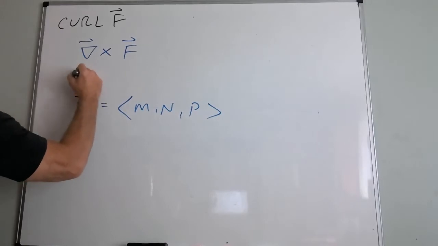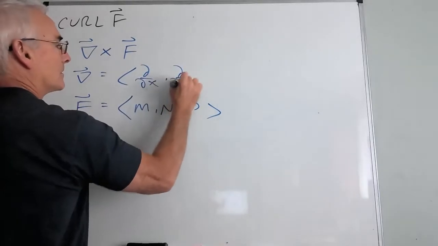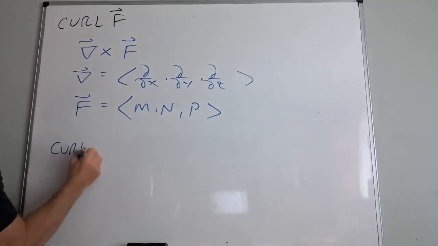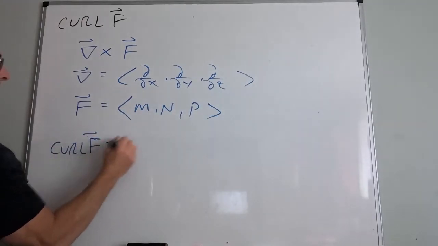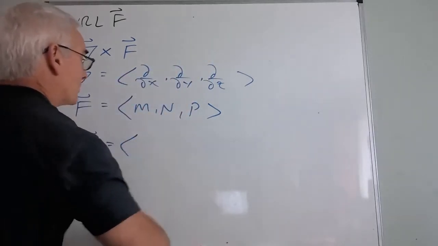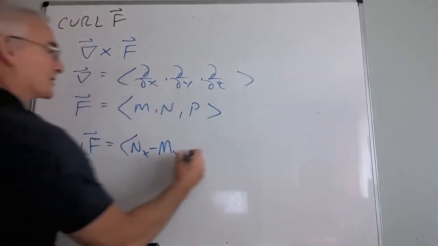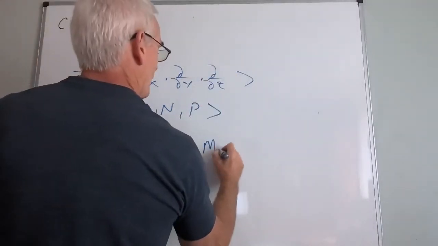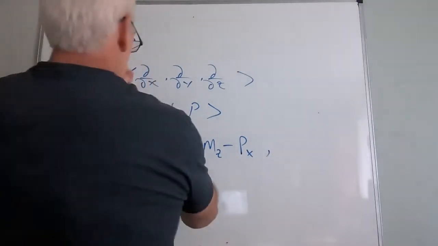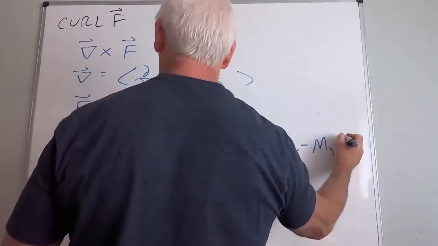Okay, and del is... I like stacking my vectors, then the curl of F is the partial of n with respect to x minus the partial of m with respect to y in the first position, the partial of m with respect to z minus the partial of p with respect to x in the second position, and then the partial of n with respect to x minus the partial of m with respect to y.